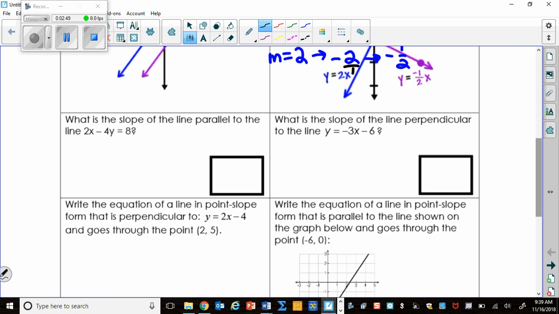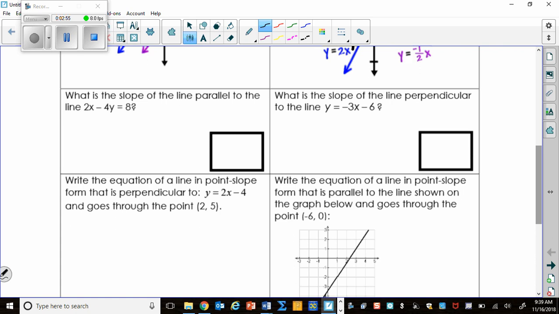What is the slope of the line parallel to the line 2x minus 4y equals 8? I want you to take a second here to convert this standard form equation into slope-intercept form, please. If you forgot how to convert standard form to slope-intercept, I'll show you right here. I need y by itself, so I'm going to subtract 2x from both sides. That leaves me with -4y equals -2x plus 8, because I need it in slope-intercept form, and then I'm going to divide everything by -4.